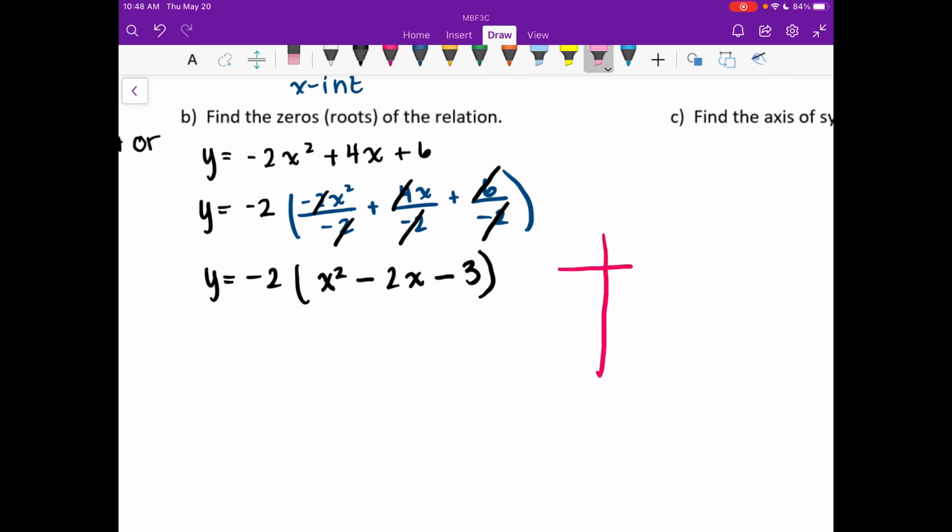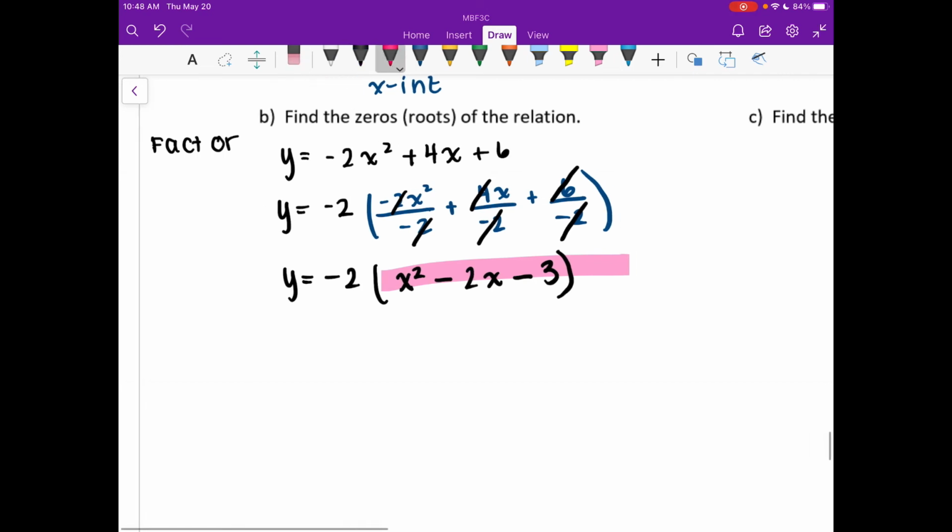I like to highlight this in pink and just go, okay, now I'm just dealing with the pink portion. I'm leaving the 2 alone. Right, so let's just deal with the pink portion. So I know R times S is equal to C, which in this situation is negative 3. R plus S is equal to negative 2.